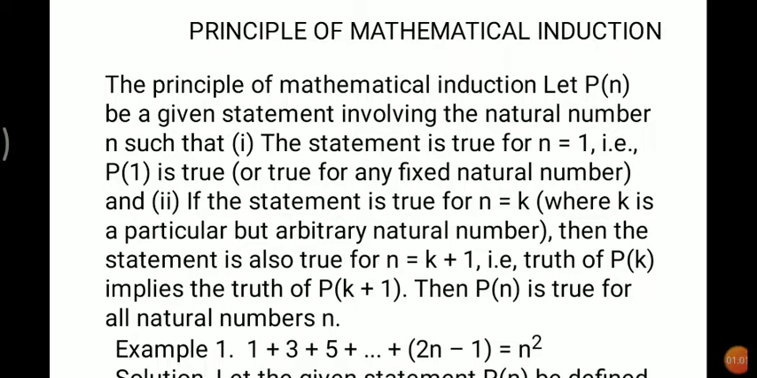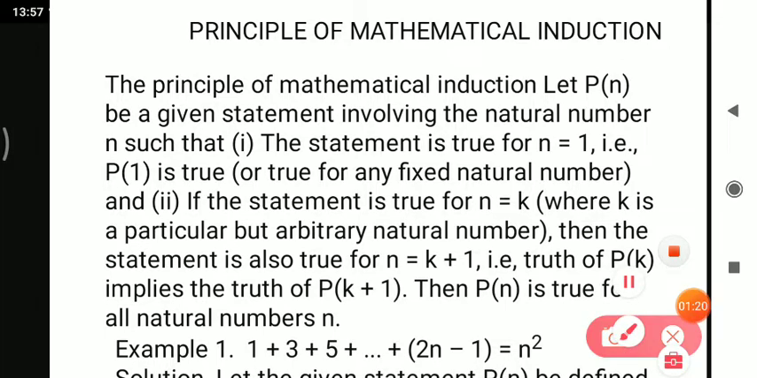Then we will assume that the given theorem is true for n is equal to k, where n is a natural number. Then we shall prove that the theorem is also true for n is equal to k plus 1, that is P(k+1) is true. If it is true for k plus 1, then the theorem is proved for k plus 1 and any other natural number.